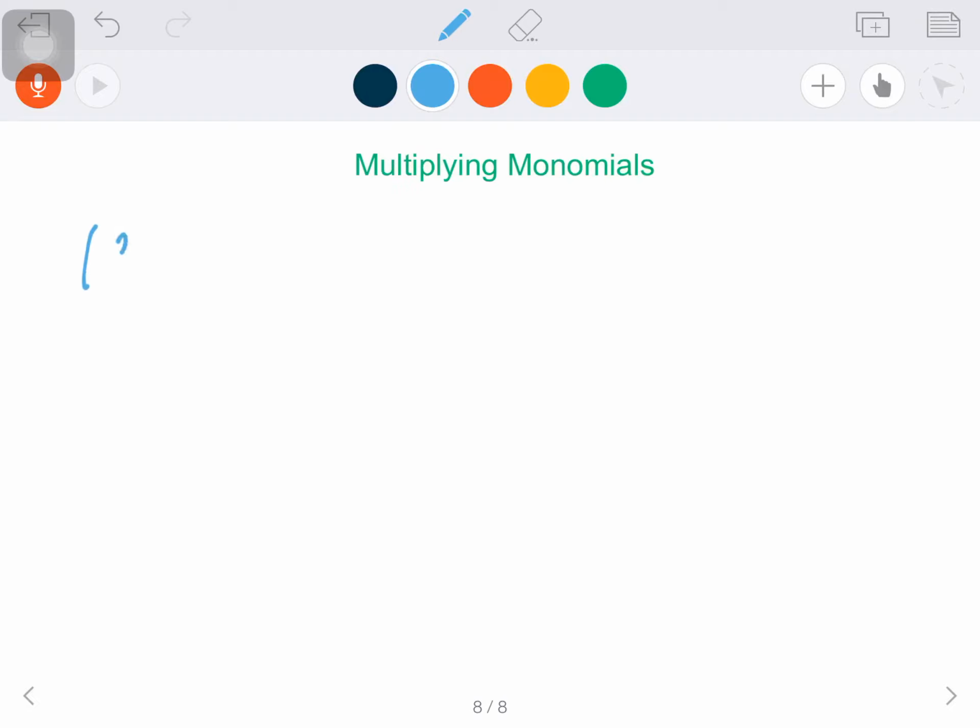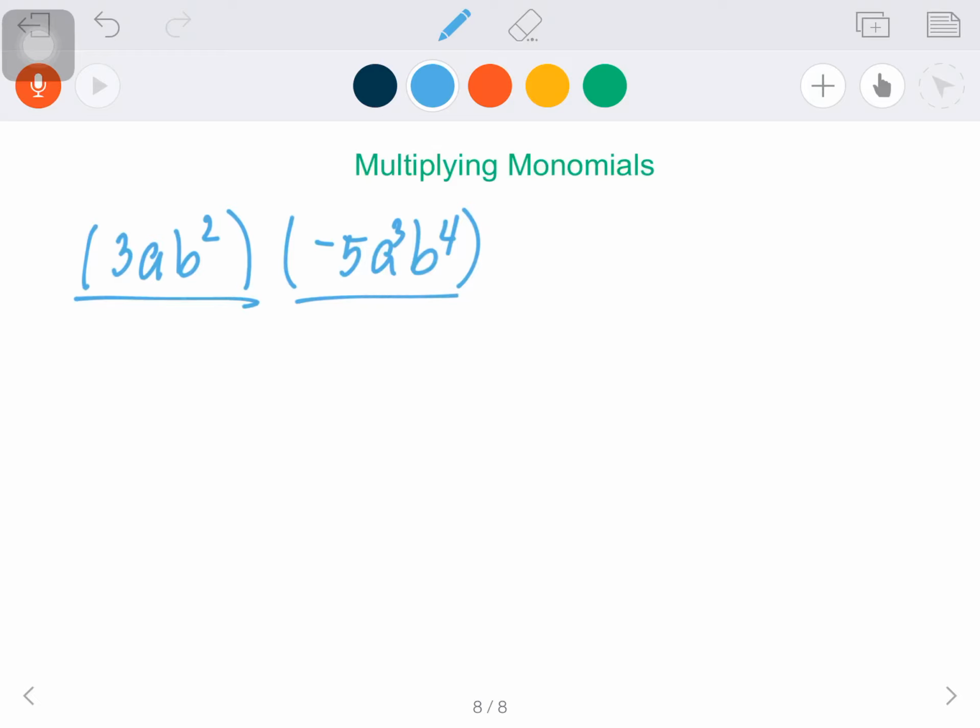Let's say we have 3ab squared multiplied to negative 5a cubed b to the fourth. Now the factors here are monomials. 3ab squared is a monomial, and negative 5a cubed b to the fourth is also a monomial. And as I've said, we simply have to recall our discussion on the rules of exponents.